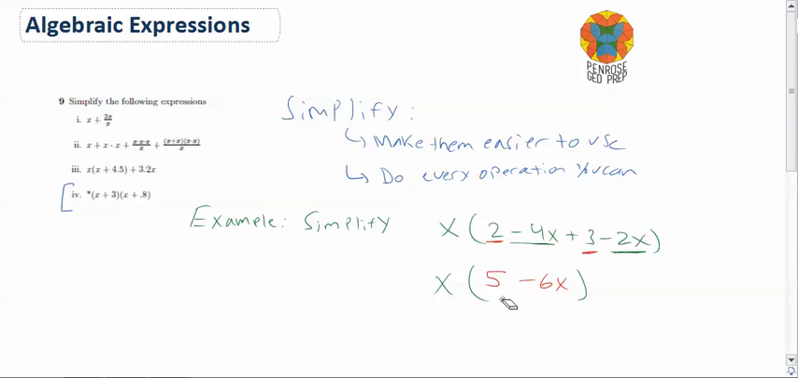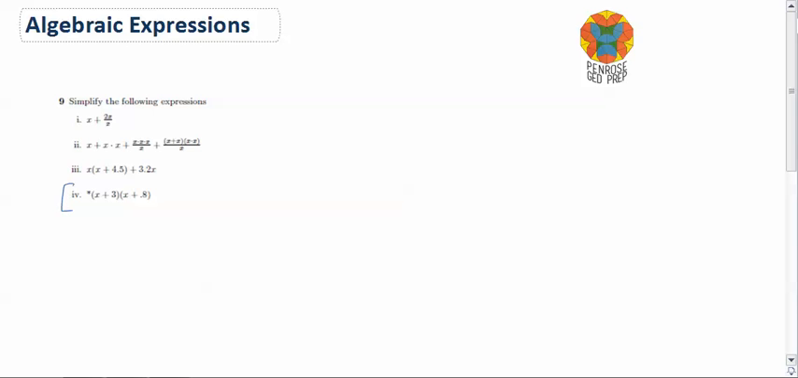And so now we have to distribute. x times 5 is 5x, and x times negative 6x is negative 6x squared, because we have a negative 6 times x, and x times x is x squared. There's no more operations we can do, no addition, no multiplication, and so this is simplified. Now, pause the video, give part 4 a try, and then watch the rest of the video to check your answer.